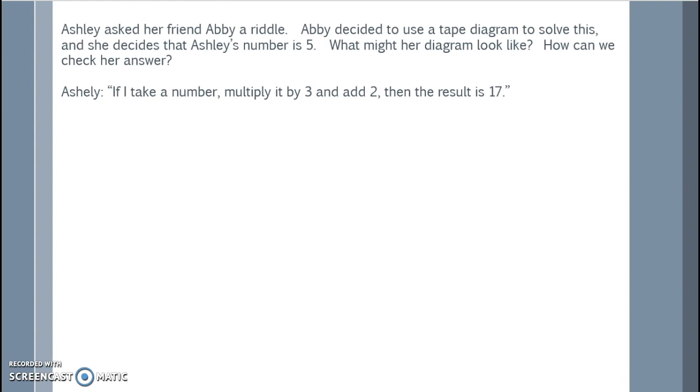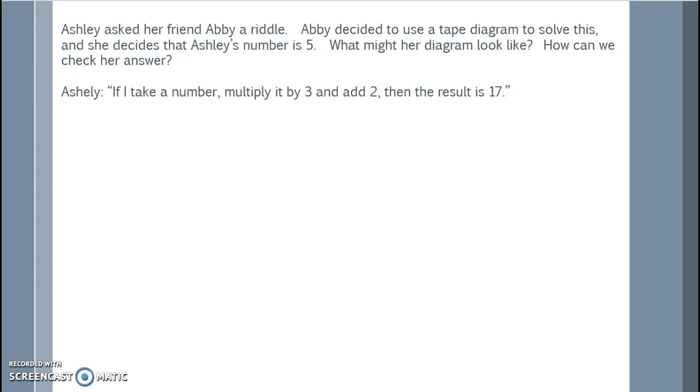Ashley asked her friend Abby a riddle. Abby decided to use a tape diagram to solve this, and she decides that Ashley's number is 5. What might her diagram look like? How can we check her answer? If I take a number, multiply it by 3, and add 2, then the result is 17.